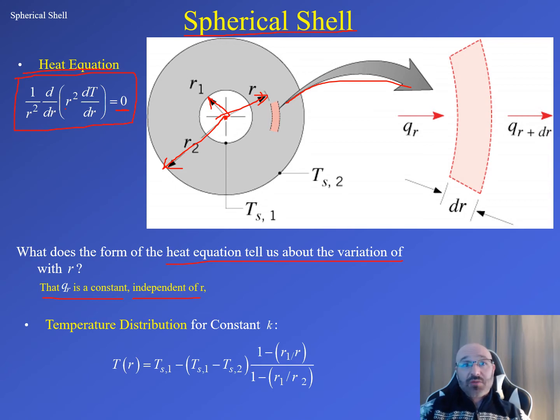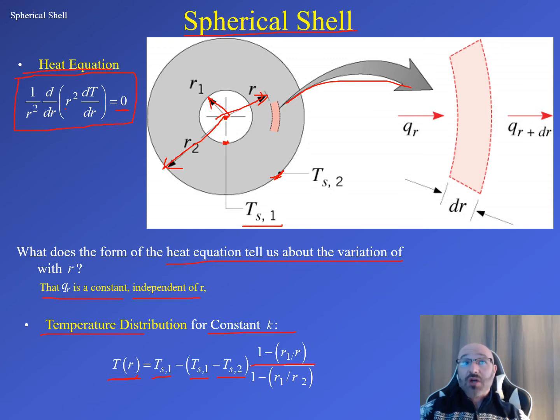Now, another special case that we can look at here is the temperature distribution when we have a constant k, so it's just one material with one thermal conductivity associated with it. If that's the case, our temperature with respect to that radius r as we move out from the center of our sphere is equal to T_s1. What is our T_s1? We can go back up to our diagram: T_s1 is that inner surface temperature, minus T_s1 minus T_s2, so that inner surface temperature and our outer surface temperature of the sphere, T_s2, and that's all times, on the top numerator, 1 minus R1 over r.